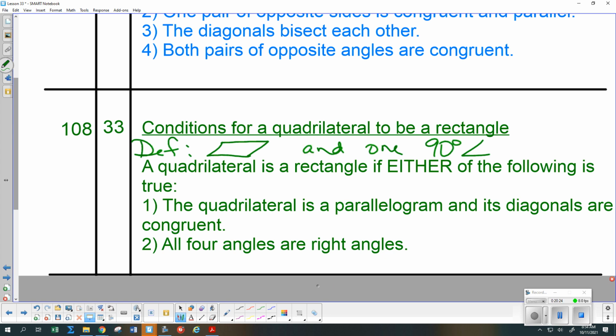Or we don't have to know if it's a parallelogram, but if we know it's got four sides and four right angles, that's enough for it to be a rectangle. And that would be another way that we could prove that.